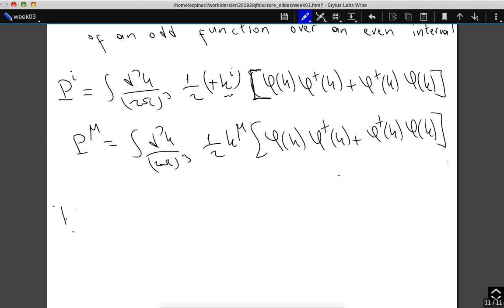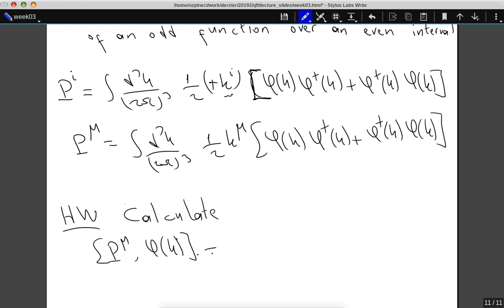Okay, I will not calculate it. Let me just give you the homework. Calculate the commutator of P mu with phi k and P mu with phi dagger of k. Okay, we already had done it for mu is equal to 0. For an arbitrary mu, it's basically the same derivation.